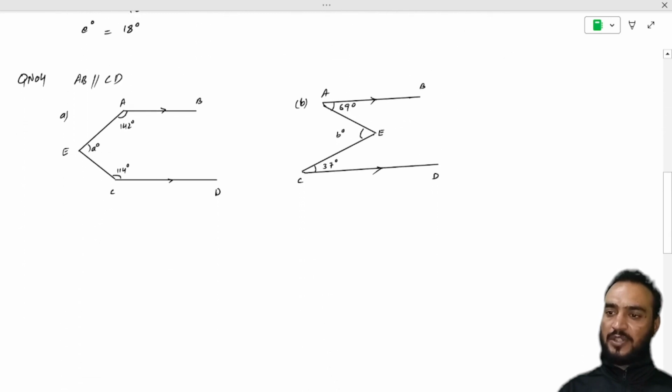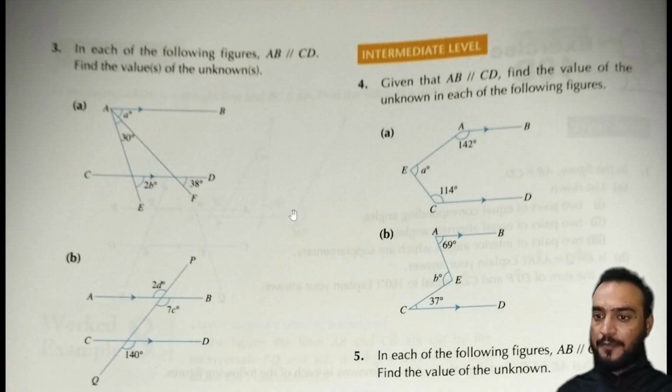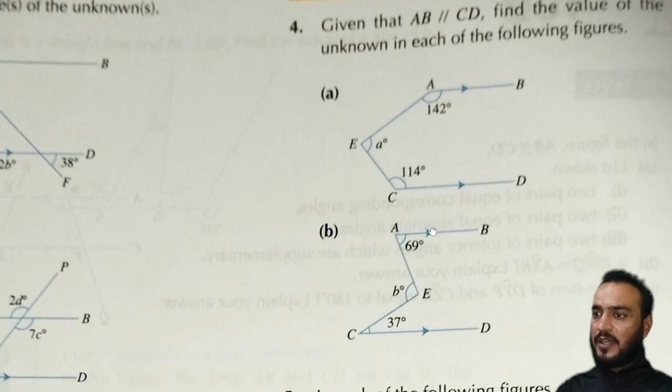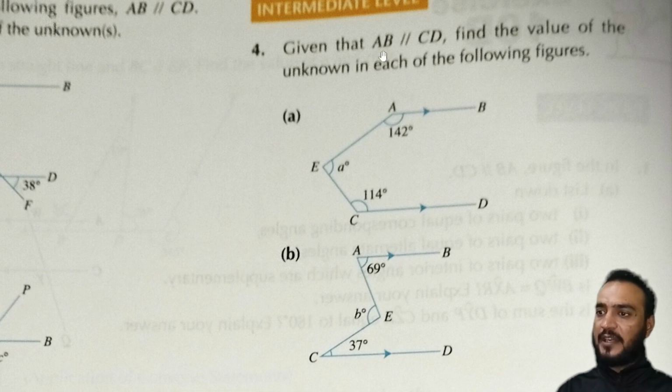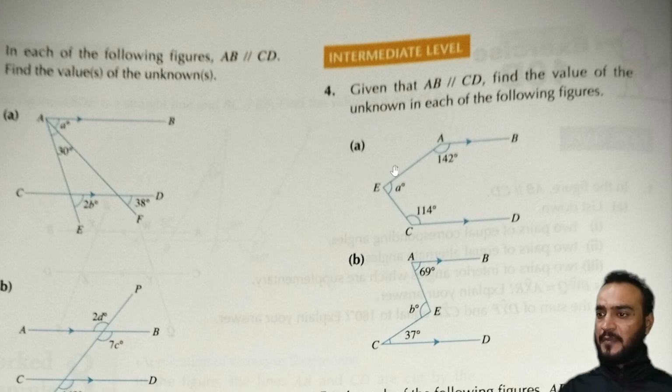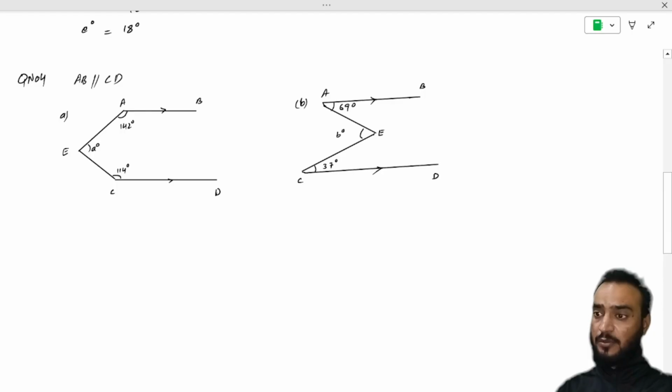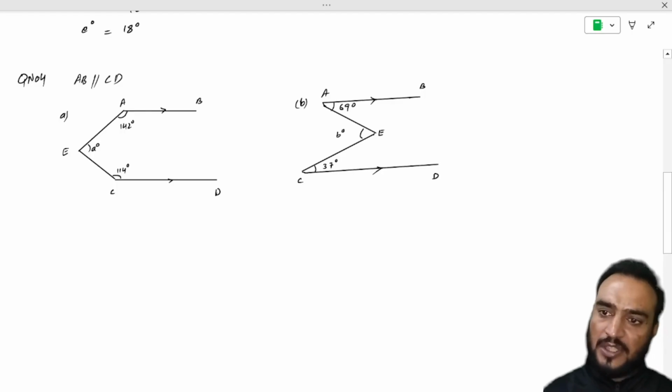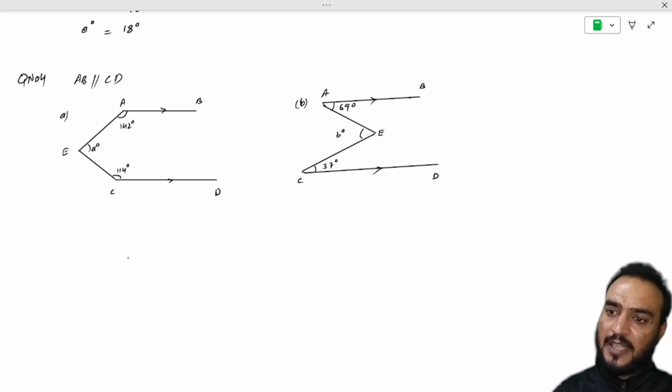Let us move toward question number 4 and let us see it in the book. This is question number 4. You can see in front of you that he is saying that given that AB is parallel to CD, find the values of unknown in each of the following figures. So these are two figures where AB is the line parallel to the line CD. So let us solve these questions. I have written these questions over here. So AB is the line which is parallel to the line CD, and we have to find the value of A.